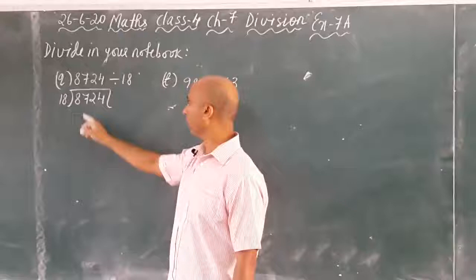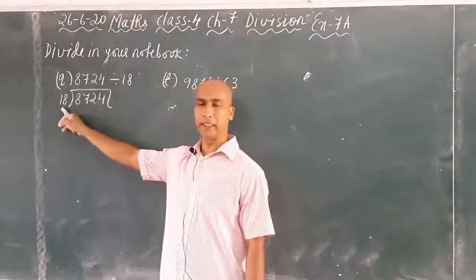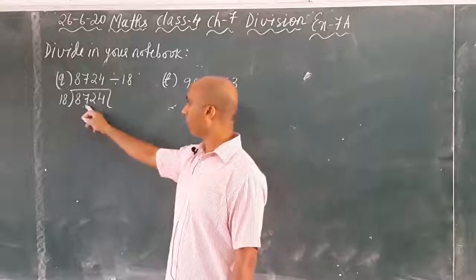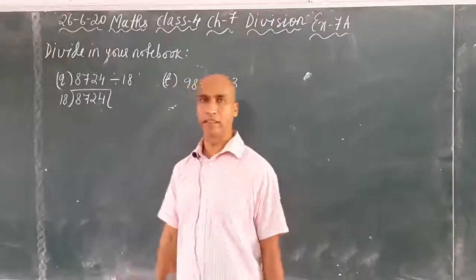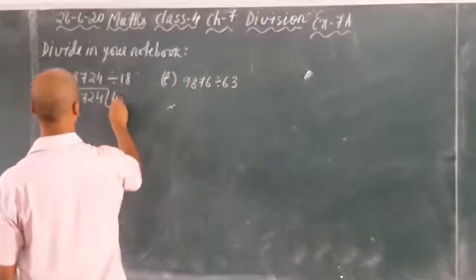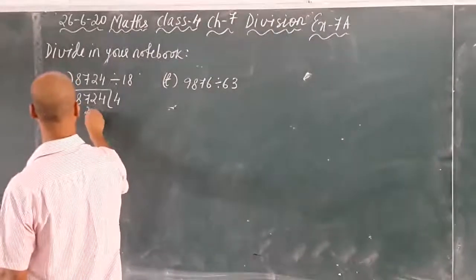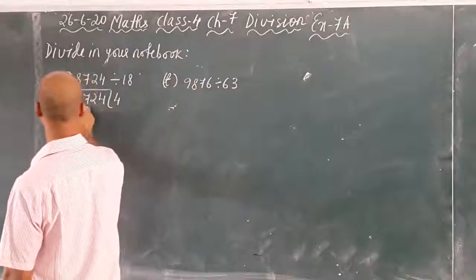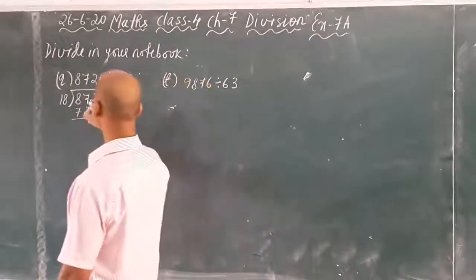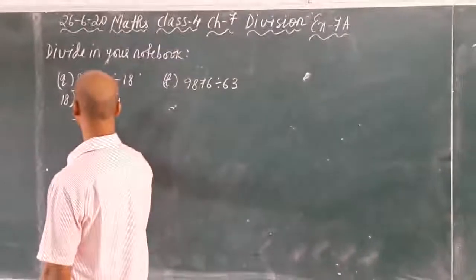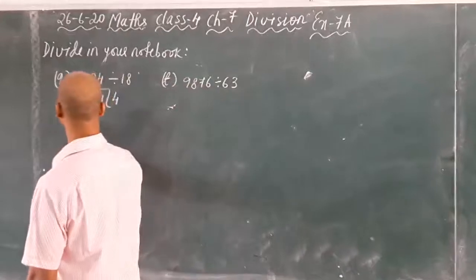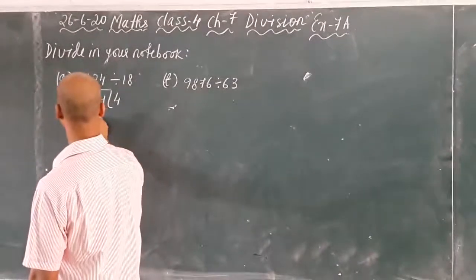Okay, now 87 is greater than 18, so that means it can be divided. Now you got 87, now 18. 18 will go how many times? 18 will go 4 times. 4 8s are 32, so 2 carry 3, 4 1s are 4 plus 3, 7. Okay, now from 7 you subtract 2, that is 5. From 8 subtract 7, that is 1. Bring down 2.